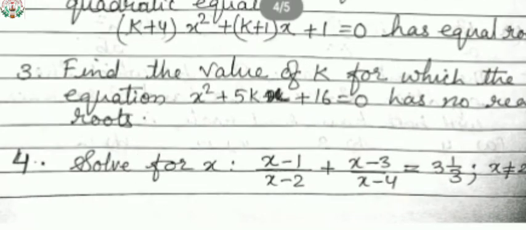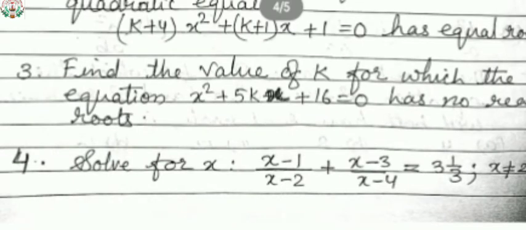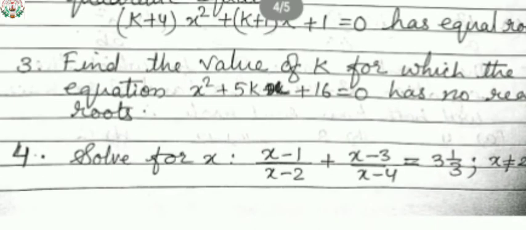The formula of D we know, that is b square minus 4ac. So b square minus 4ac is less than 0. Put the values of b, a and c and simplify for k.